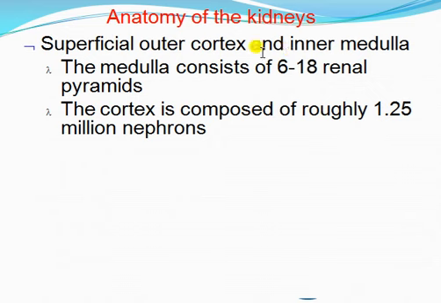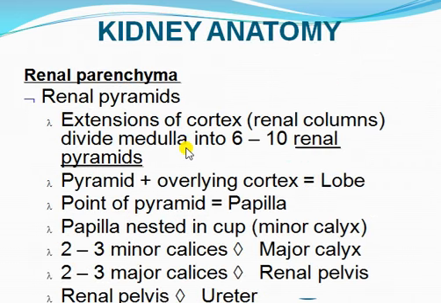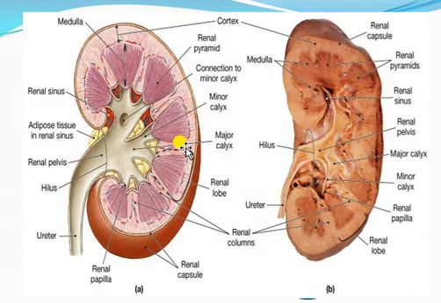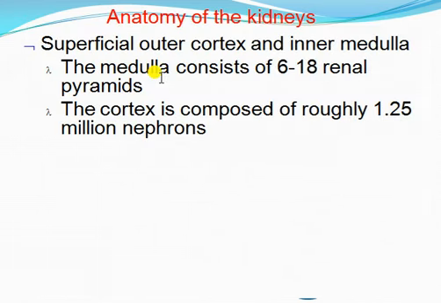Outer cortex and the inner medulla. The medulla consists of, as I said, the renal medulla present in the medulla, that is 6 to 18 renal pyramids. The cortex is composed of roughly 1.2 million nephrons. See, this is the cortex. In that cortex only nephrons are present. Finally it reaches the renal pyramids.